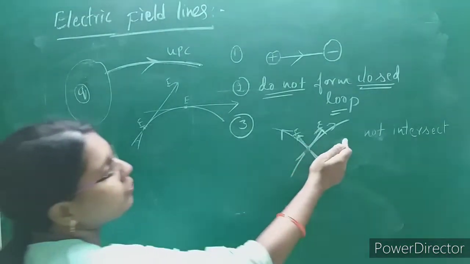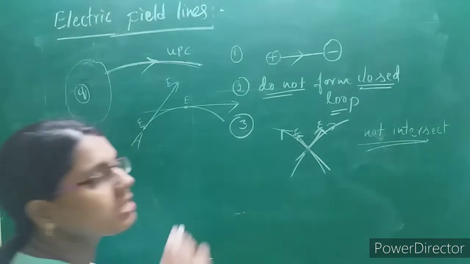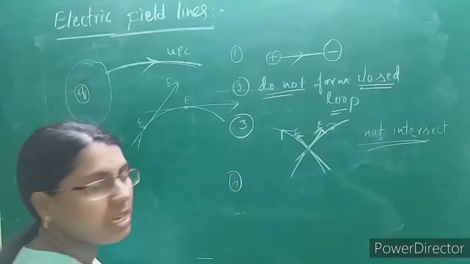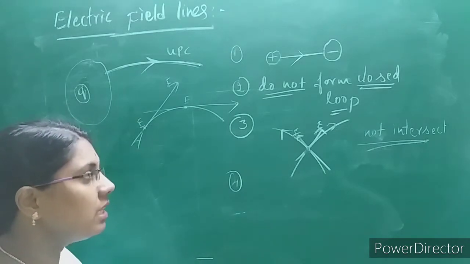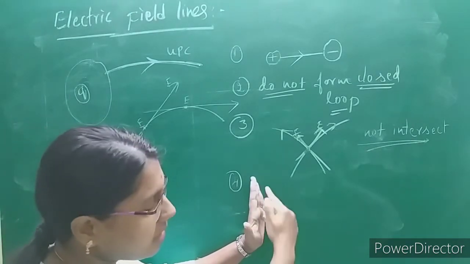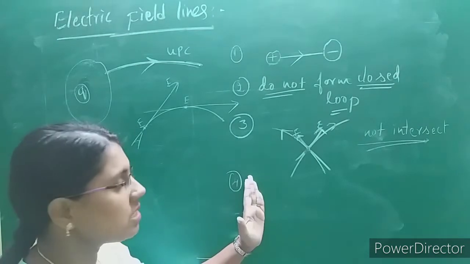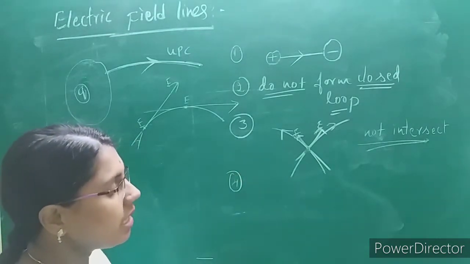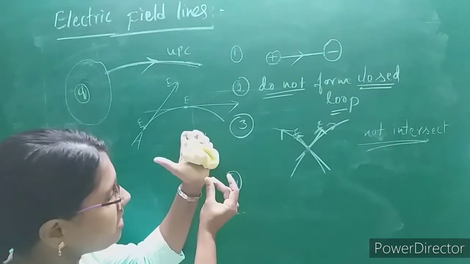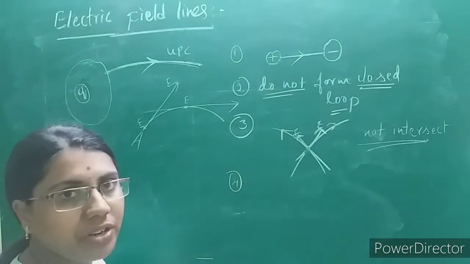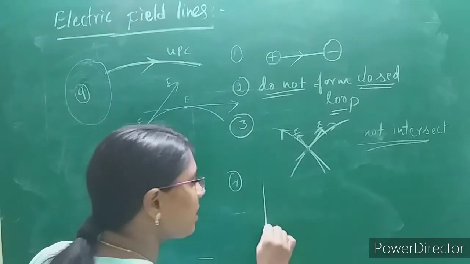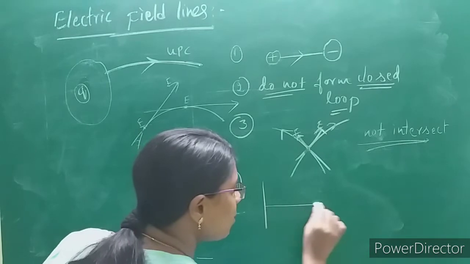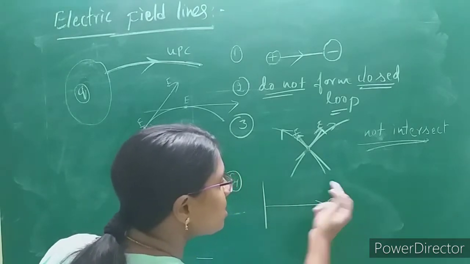That's why the two field lines do not intersect with each other. And the fourth property is, if we consider a charged conductor, the electric field lines are always perpendicular. If this is the electric field line, so electric field lines are always perpendicular to the surface of the charged conductor. So we can say the electric field lines are always normal to the surface of the charged conductor.